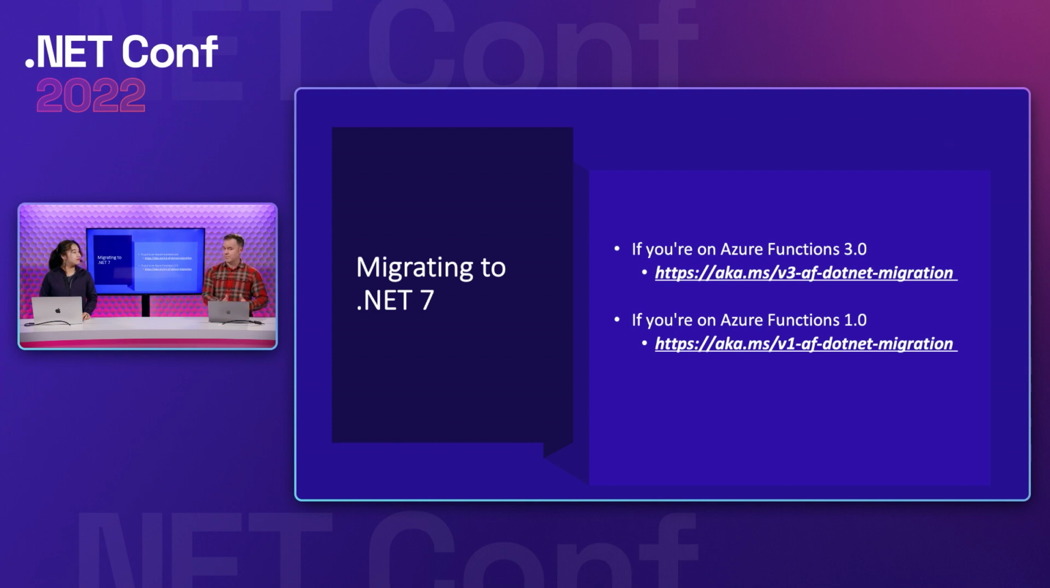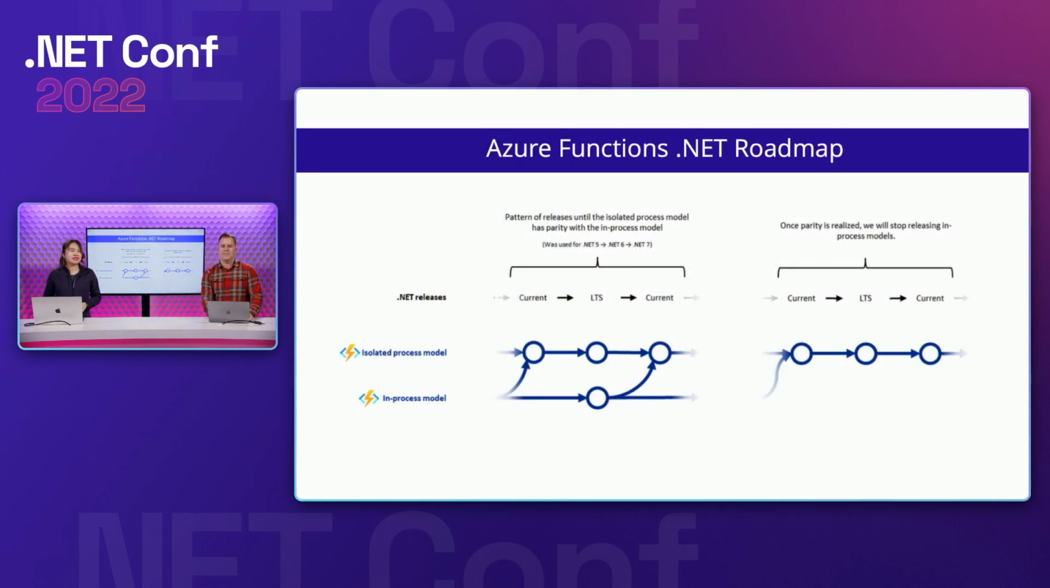If you're on the older version, Functions 1.0, we also have a migration guide for you that also talks about migrating .NET Framework dependencies to Azure Functions 4.0 using the out-of-proc model. I think our customers have been waiting for this for a very long time because they now have step-by-step guidance to help them move. So also, somebody is asking, okay, so what's coming next?